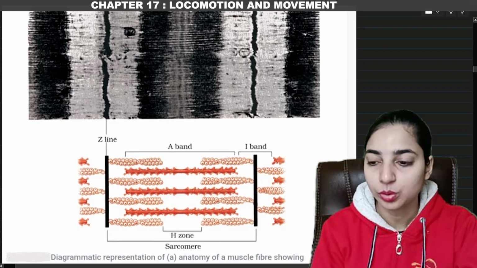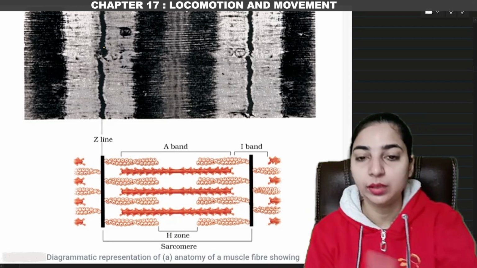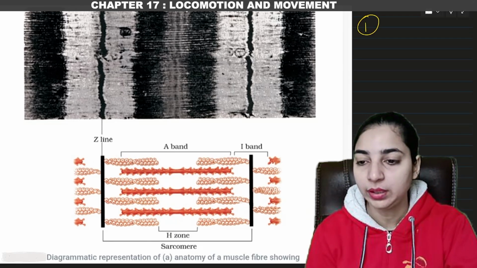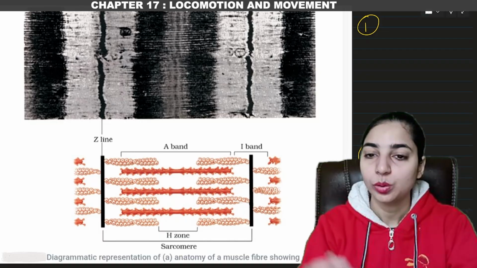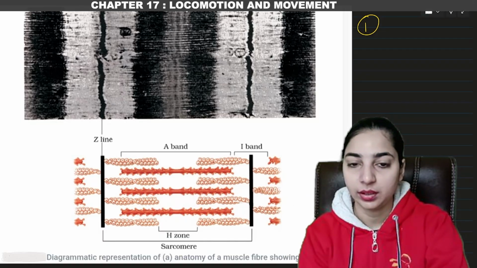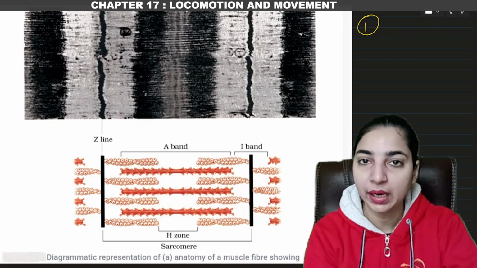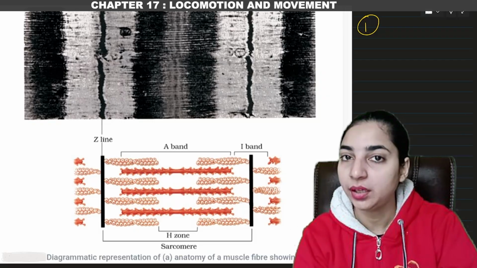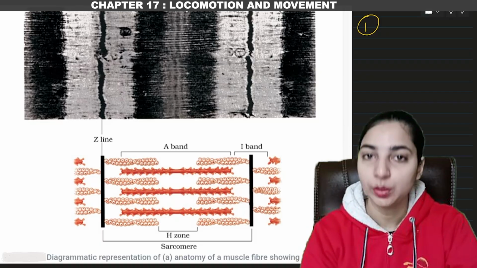So can you see this microscopic view of the myofibril? Here you can see two types of color, this upper figure. Okay, this is the upper figure, number 1, and the lower figure is number 2. So look at the upper figure first. You can see light color and dark color. In light color, we have the I band that is made up of actin filament, and in dark color, we have the A band that is made up of the myosin filament.